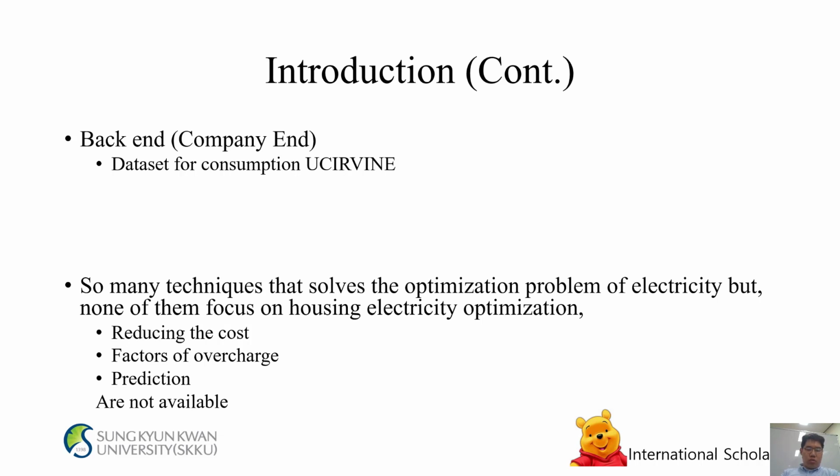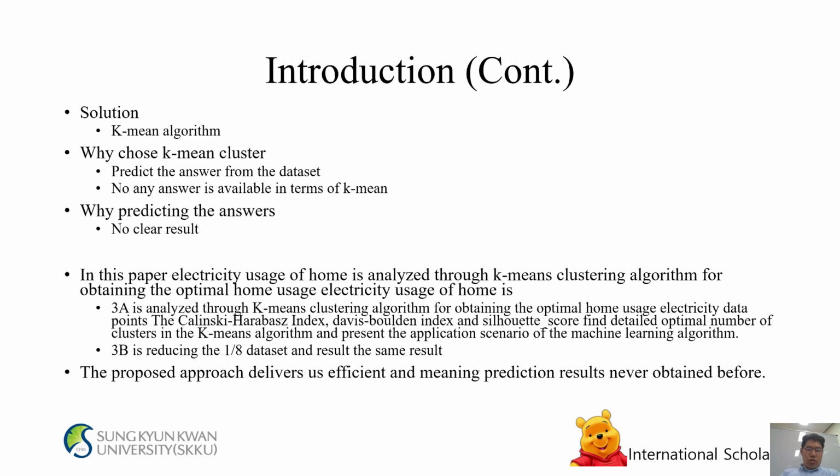There are many techniques that solve the optimization problem of electricity, but none of them focus on housing electricity optimization. Reducing the cost, factors of overcharge, and prediction are not available. Solution: K-means algorithm. Why choose K-means clustering? To predict the answer from the dataset. No answer is available in terms of K-means. Why predict the answers? No clear result.